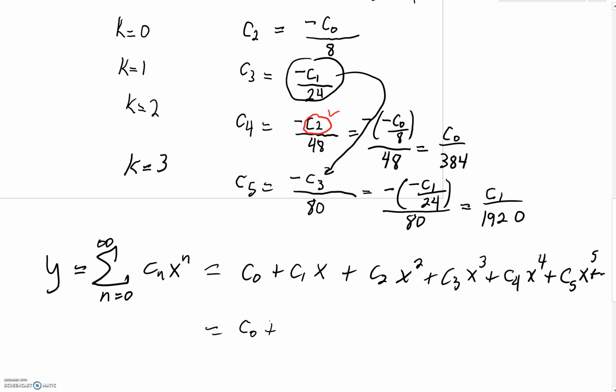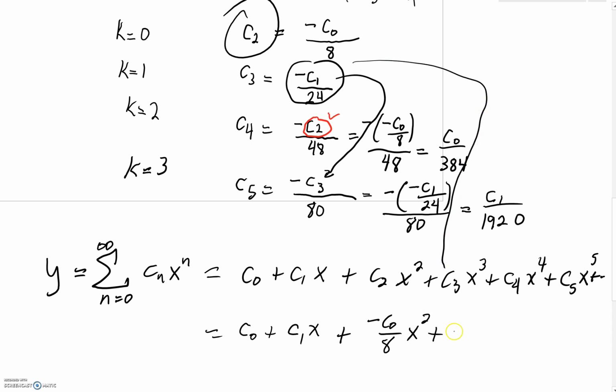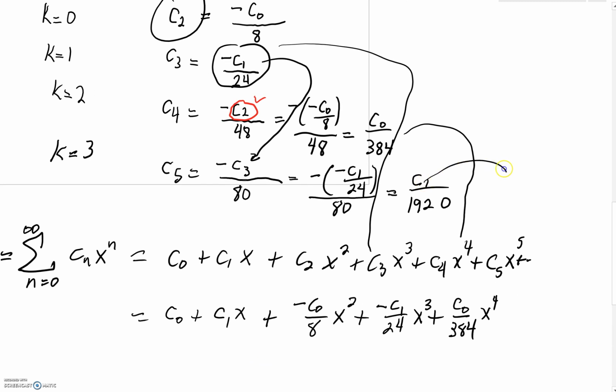What was c sub 1? Well, we really started at c sub 2. We'd say c sub 2 is negative c sub 0 over 8 x squared. That's from that iteration work up there. C sub 3, you could see that's going to be negative c sub 1 over 24 x to the 3rd. How about c sub 4? Well, that's going to be c sub 0 over 384 x to the 4th. The last bit of work that we did, c sub 5, was c sub 1 over 1920, and that's x to the 5th.